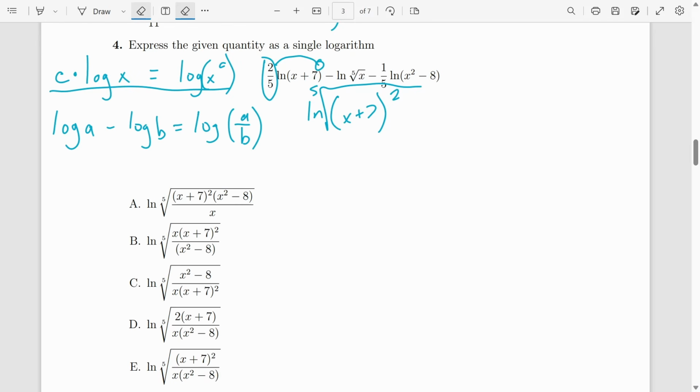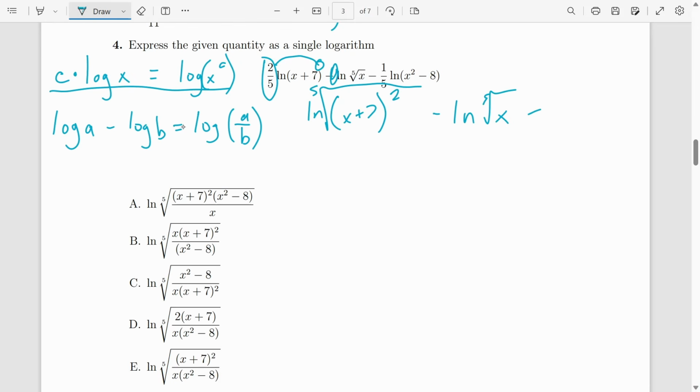So we have that. That's the first term. Second term doesn't have a constant, so we'll just rewrite it. ln of the 5th root of x. By the way, you can go vice versa. Since this is the 5th root of x, we can rewrite this as x to the 1/5 power if we wanted. But we're not going to do that. We're going to keep it as the 5th root.